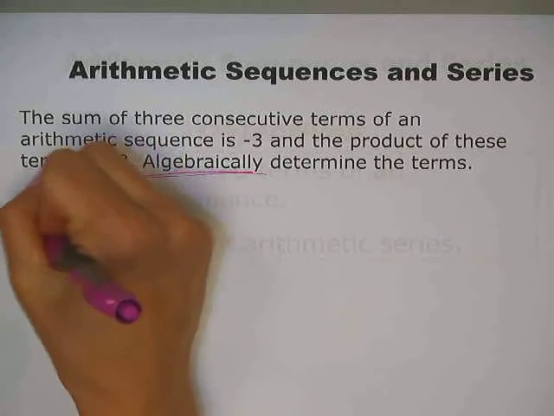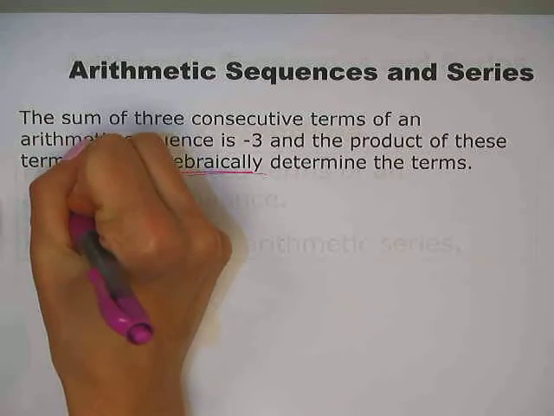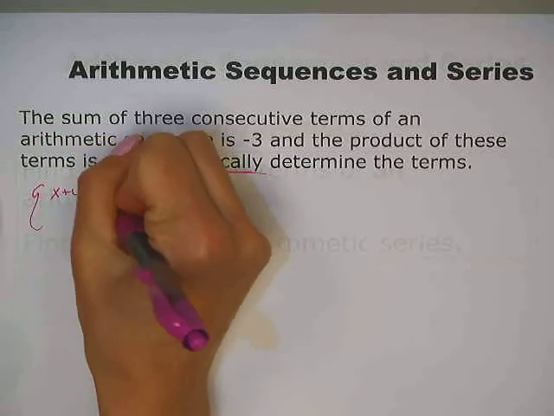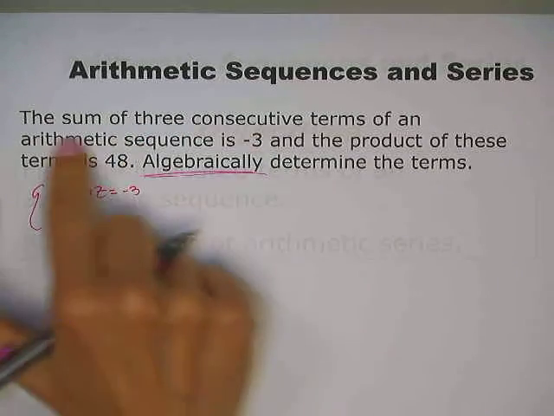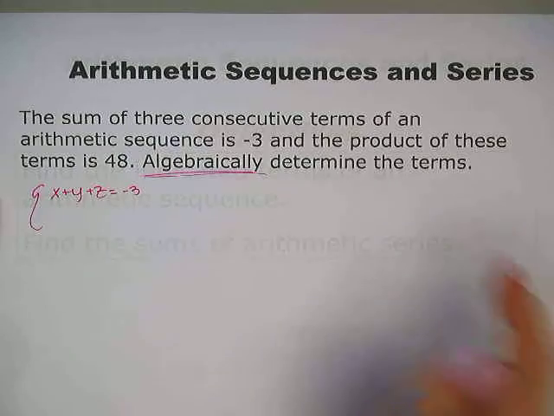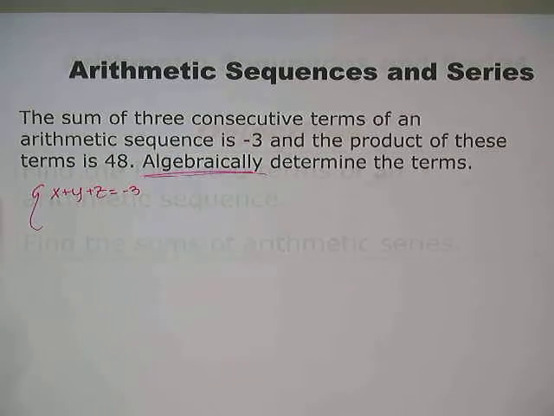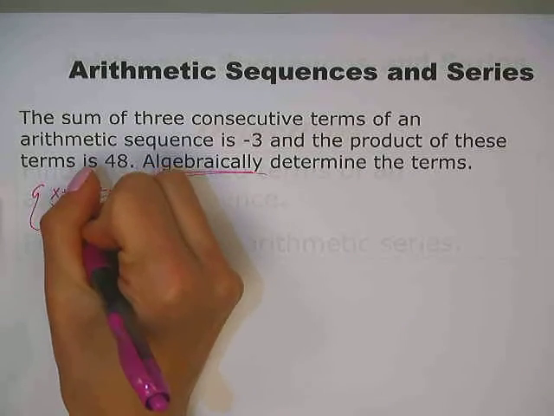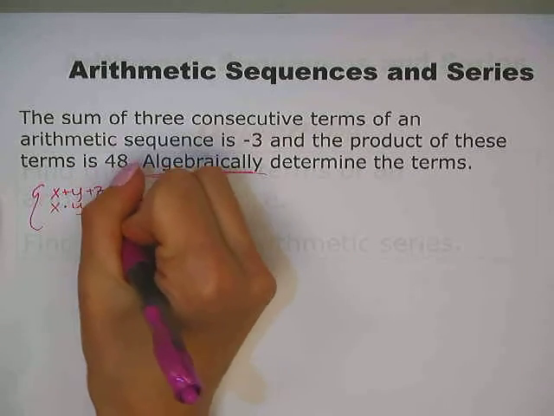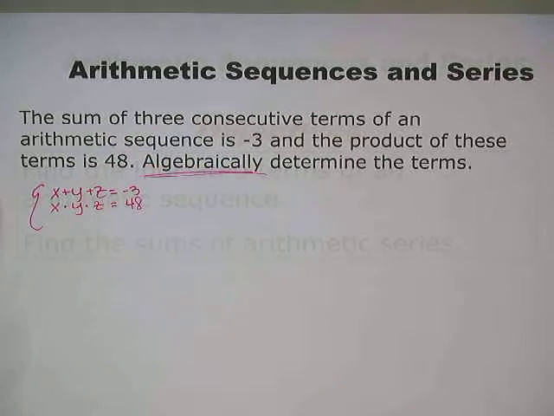First things first, I'm going to say x plus y plus z equals -3. The sum of the 3 consecutive terms is -3. So their sum is -3. Then the next obvious one is the product of these terms is 48. X multiplied by y multiplied by z is 48.